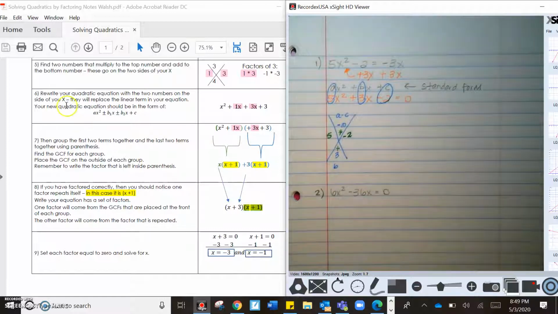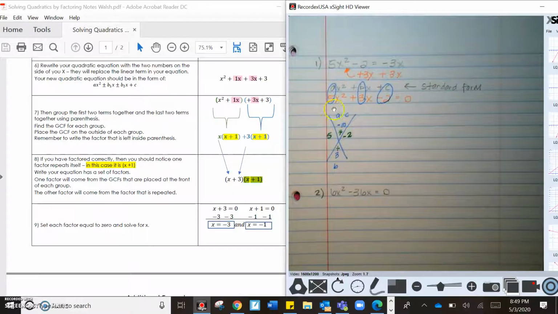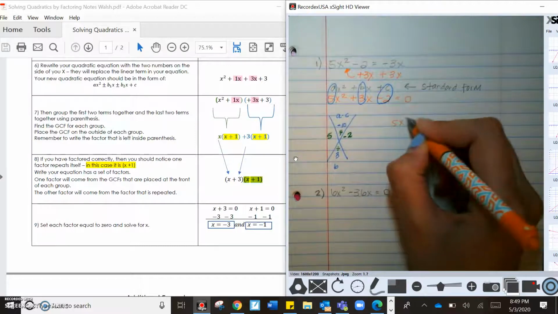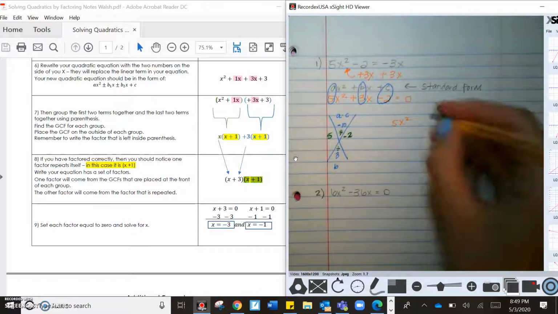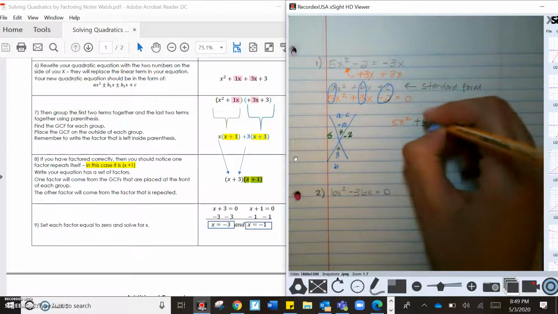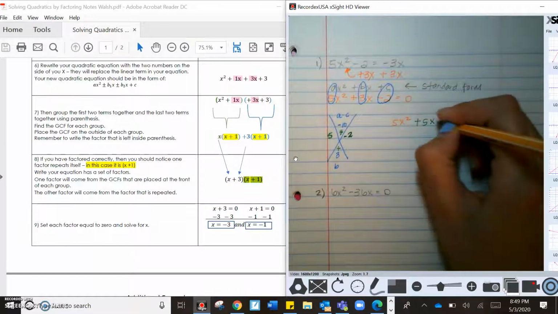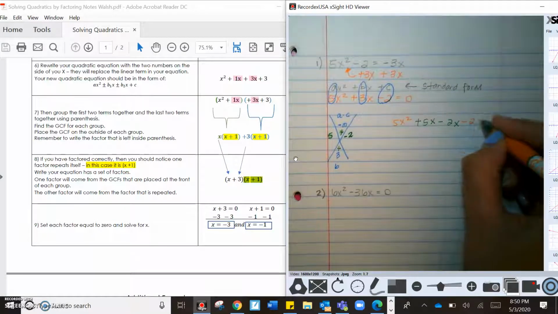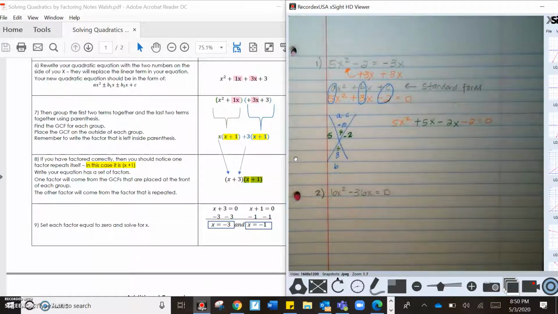So that brings me to step 6. I want to rewrite my quadratic equation. So I'm going to have 5x squared, let's say plus 5x minus 2x minus 2 equals 0. All right, so now we want to get into the grouping.